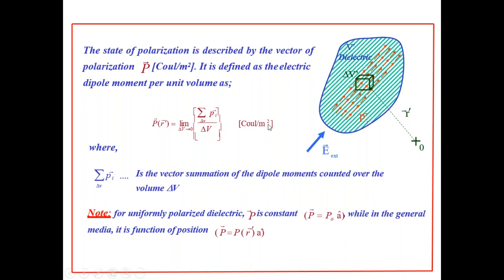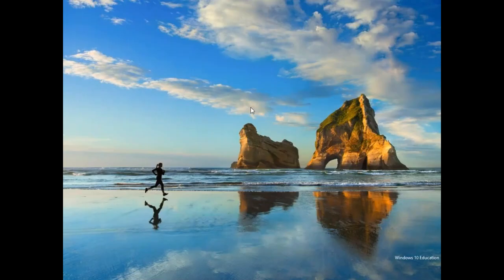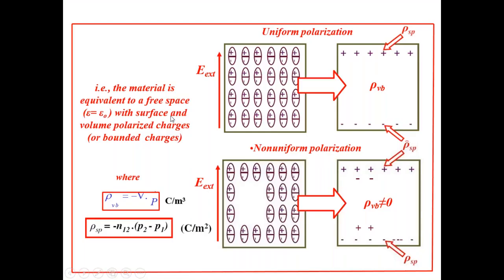The electric dipole moment per unit volume. So this is that, for uniform polarization. For uniform polarization, the material is equivalent to free space with surface and volume polarized charges, or bounded charges. So this is for non-polarization. We have it as this.